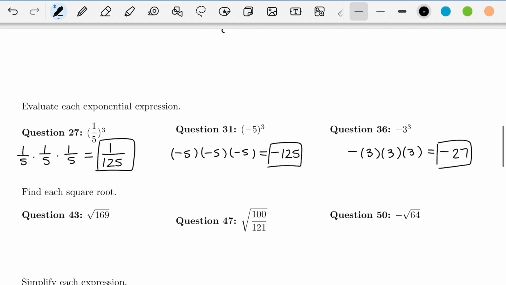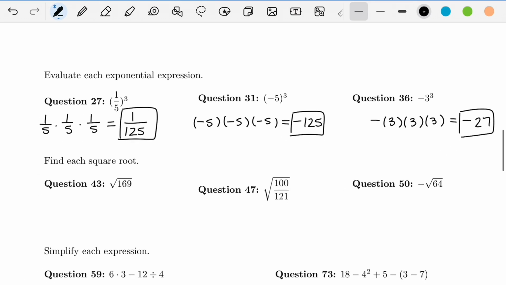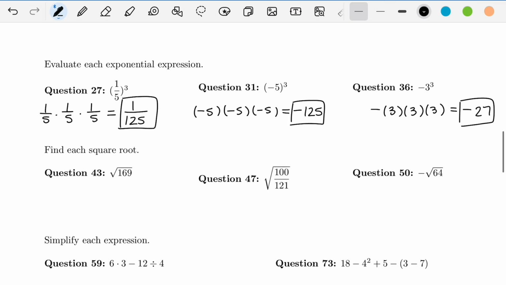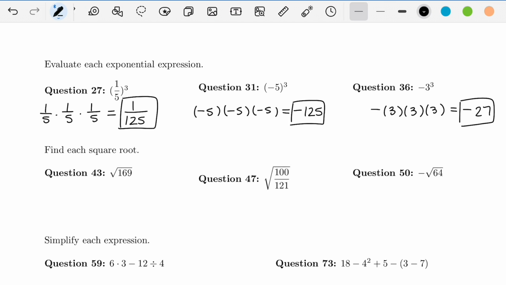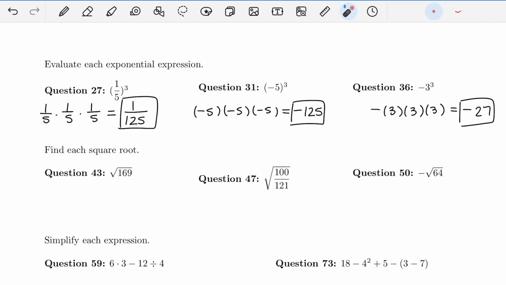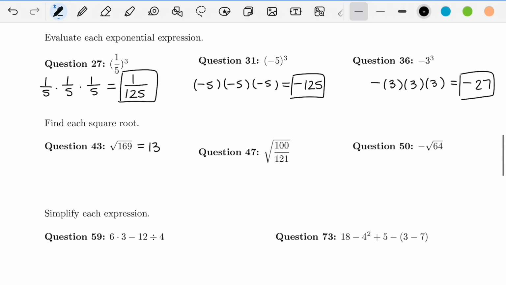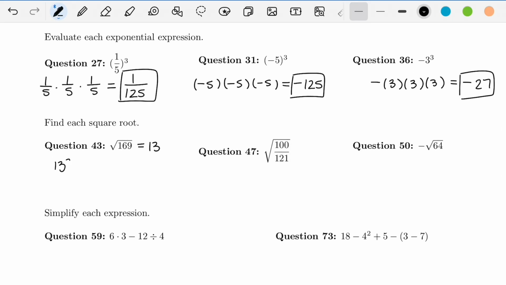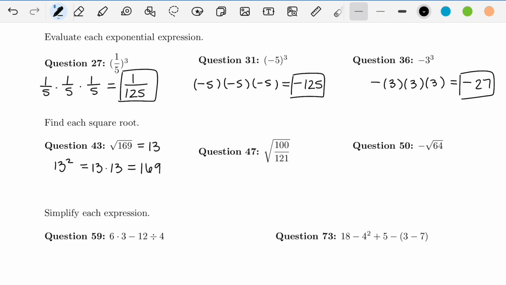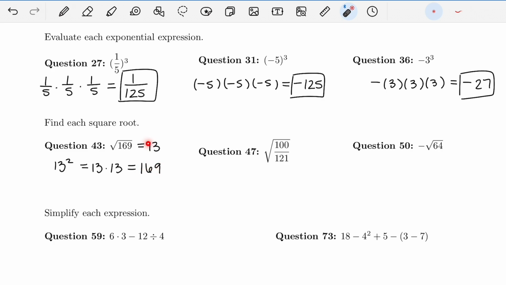Alright, so with that, we're going to move on to square roots. So for question 43 here, we want to take the square root of 169. So what we can do is just plug this into our calculator. The square root of 169 is going to be 13. But we know that this is the case because 13 squared, or 13 times 13, is equal to 169. So if we want to take the square root of this number, we'll get 13.